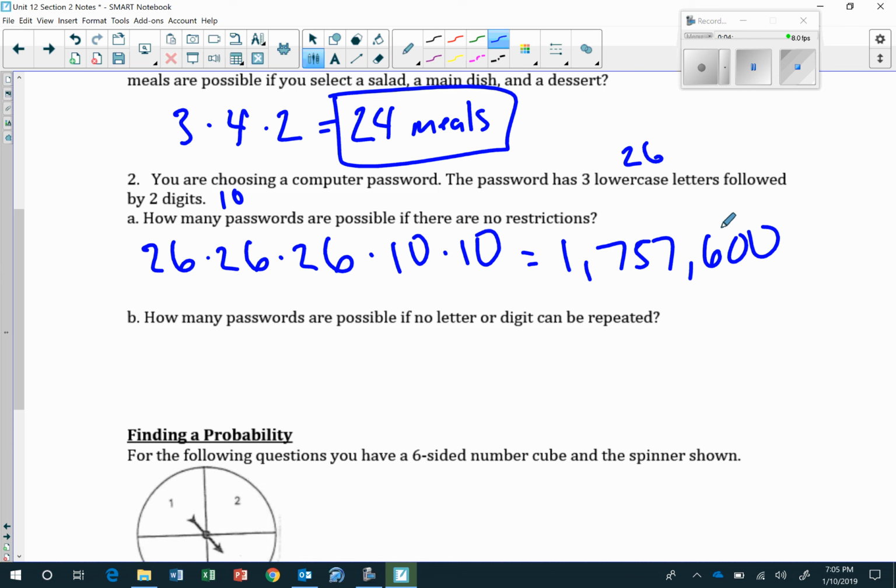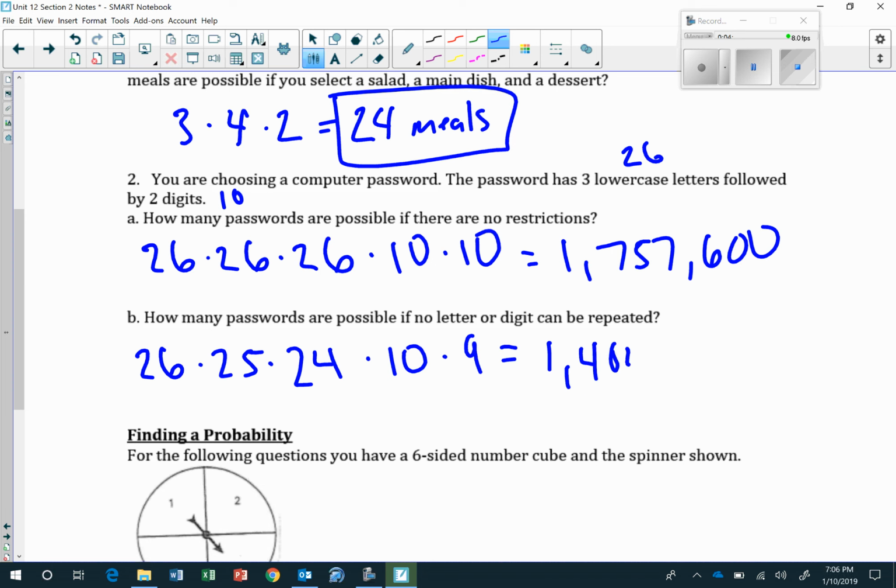For B, it says how many passwords are possible if no letter or digit can be repeated. So this is where it gets a little bit more complicated. When I have my first letter, I still have 26 choices. Here's the thing. For my second letter, I only have 25 choices because I can't repeat. And then for my third letter, I have 24 choices because I can't repeat either of the first 2. For my first digit, I have all 10 choices. For my second digit, I only have 9 choices. Then when you multiply all those together in the calculator, you get 11,404,000 choices.